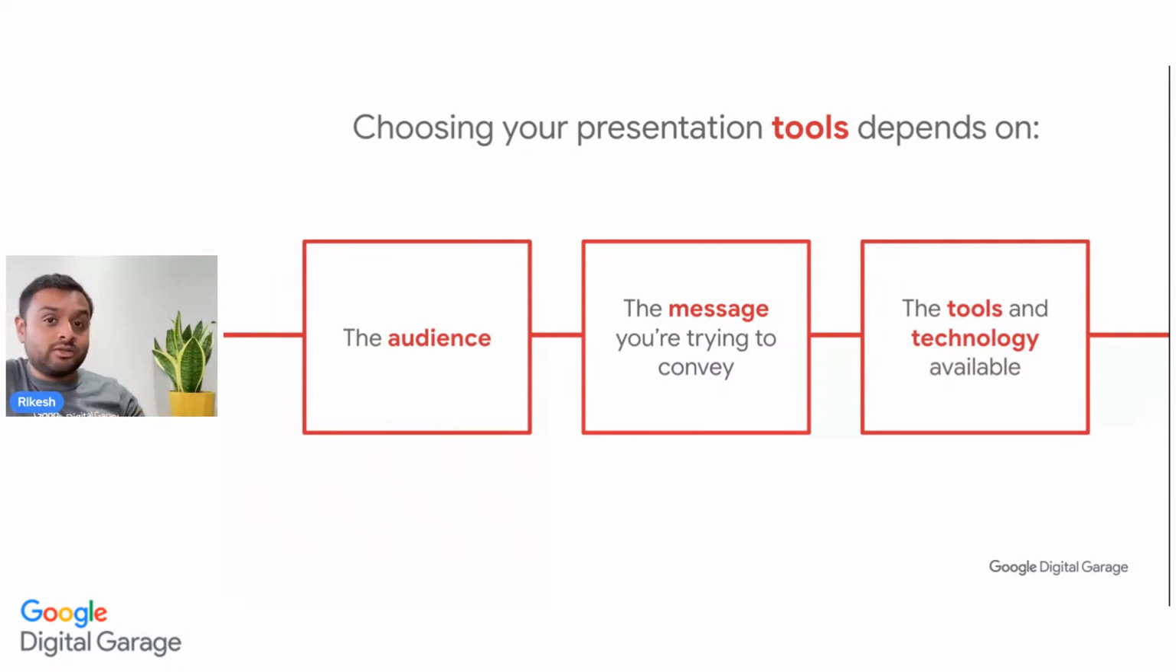And also think about the tools and technology available to you. Think about where you're going to be presenting. Think about the venue, especially if you are delivering in-person presentations. What's the equipment available? Do they have a projector? Do they have HDMI? Do they have a VGA connector? Do you need an adapter as well? So all these considerations come into play when deciding what sort of presentation tool, if any, to use.